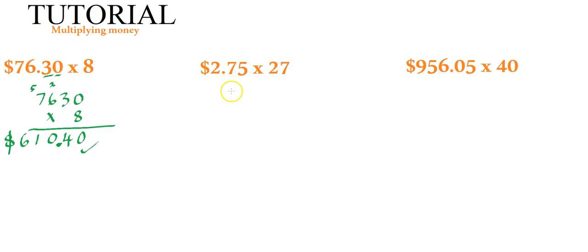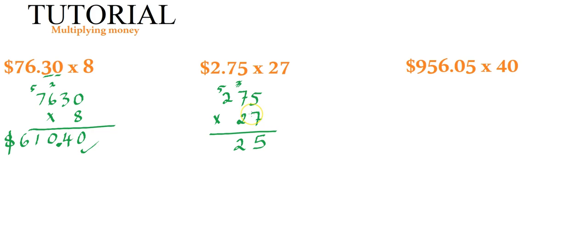For the next one over, we've got $2.75. So again, we just rename it as 275. We're basically renaming it in this case anyway as cents, and we're going to multiply by 27, and we'll worry about the decimal place at the end. So 7 times 5 is 35, so the 5 goes here, the 3 gets carried to the next place value. 7 times 7 is 49, plus 3 is 52, so the units goes here, the tens goes here, carries over to the next place value.